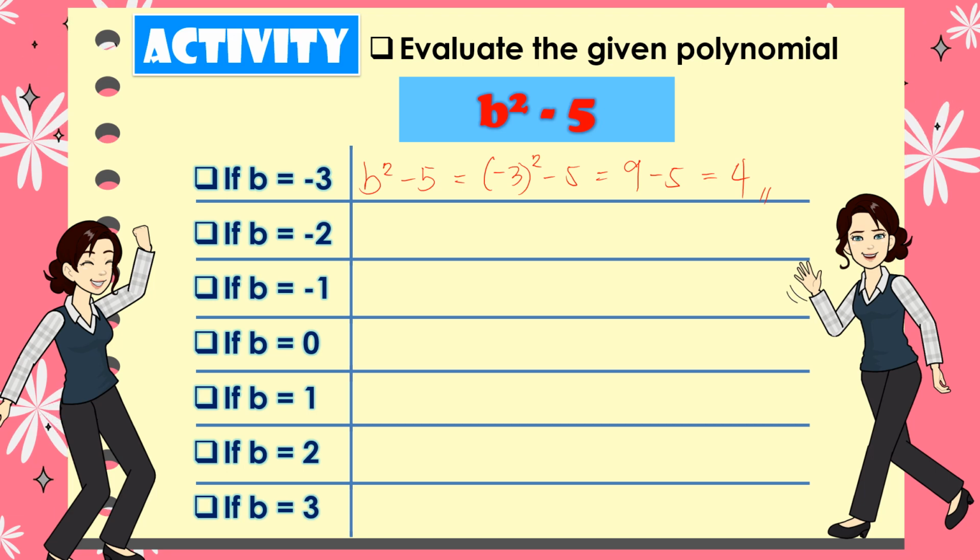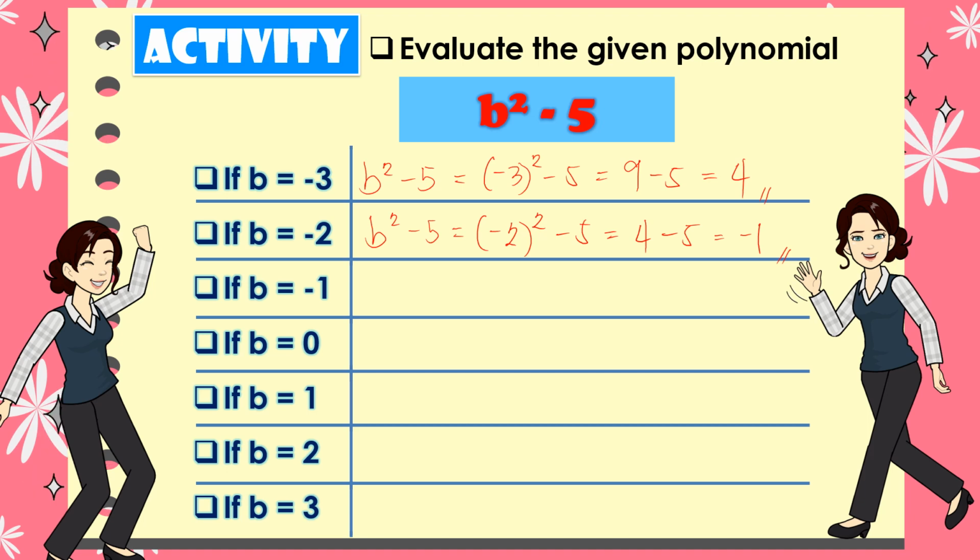What will happen to the polynomial if b is equal to negative 2? b squared minus 5. I-plug in lang natin. So that would be negative 2 raised to the second power minus 5. So, negative 2 squared is the same as negative 2 times negative 2. That is positive 4 minus 5. And 4 minus 5 is negative 1. Very good. That is correct.